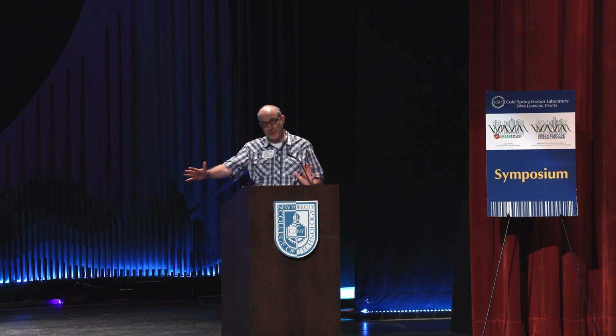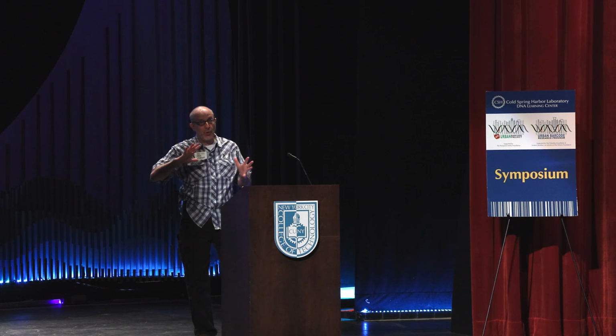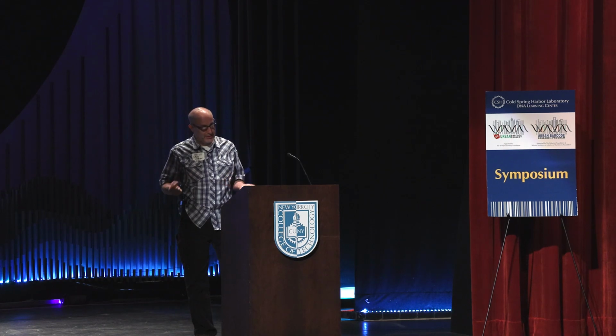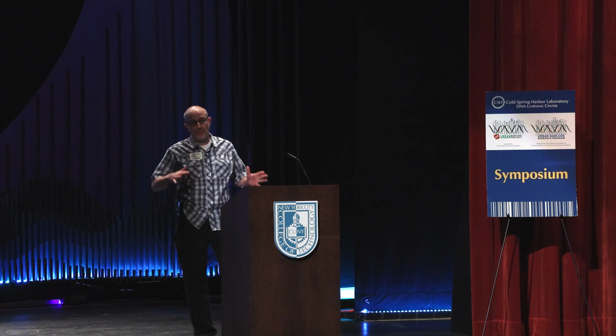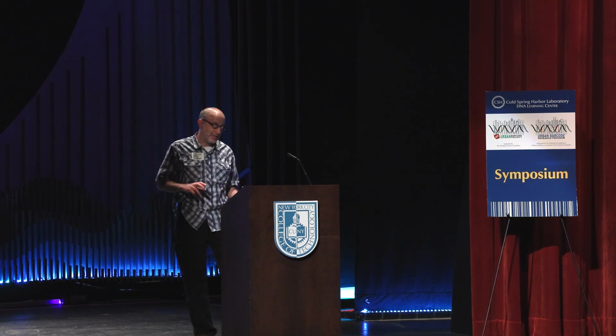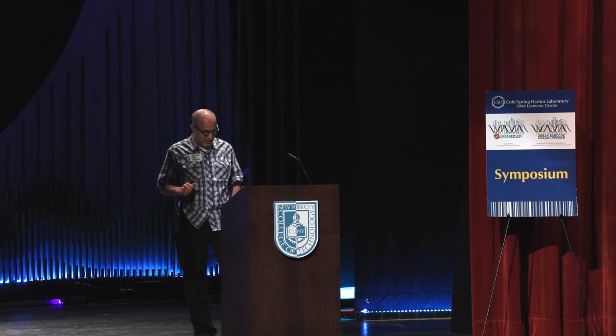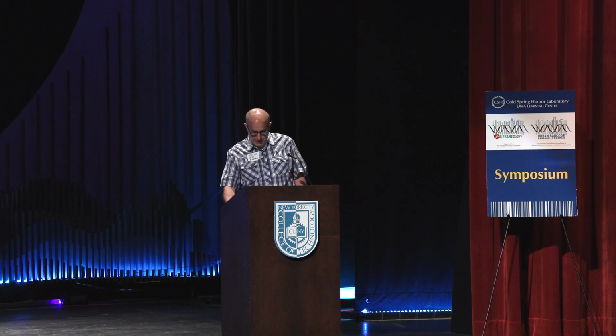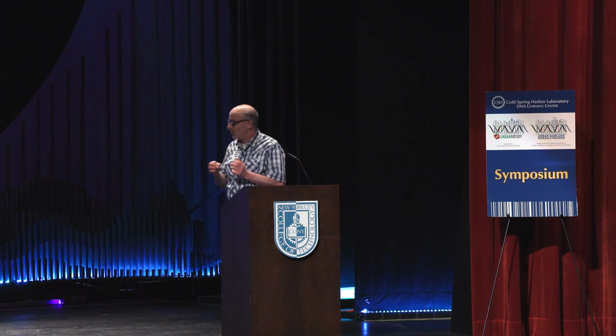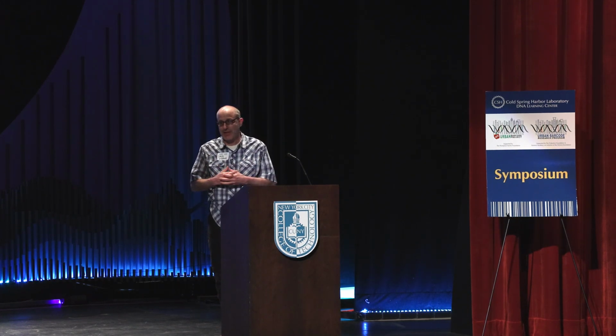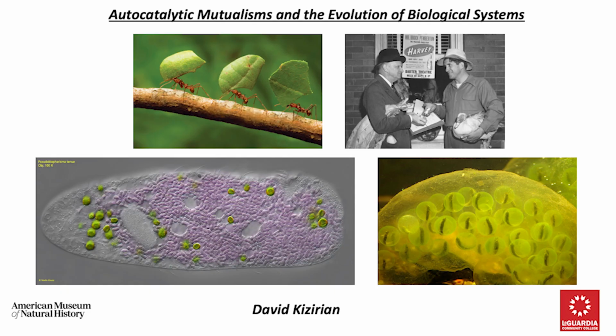For the first part of this, I'm going to talk about a corner of ecological theory known as process ecology, and give you a primer on that field before I talk about how I've used some of those ideas to address some evolutionary questions. So mutualism, we understand. What is autocatalysis? The term originated in chemistry and was applied to chemical reactions which were catalyzed by products of the reaction.